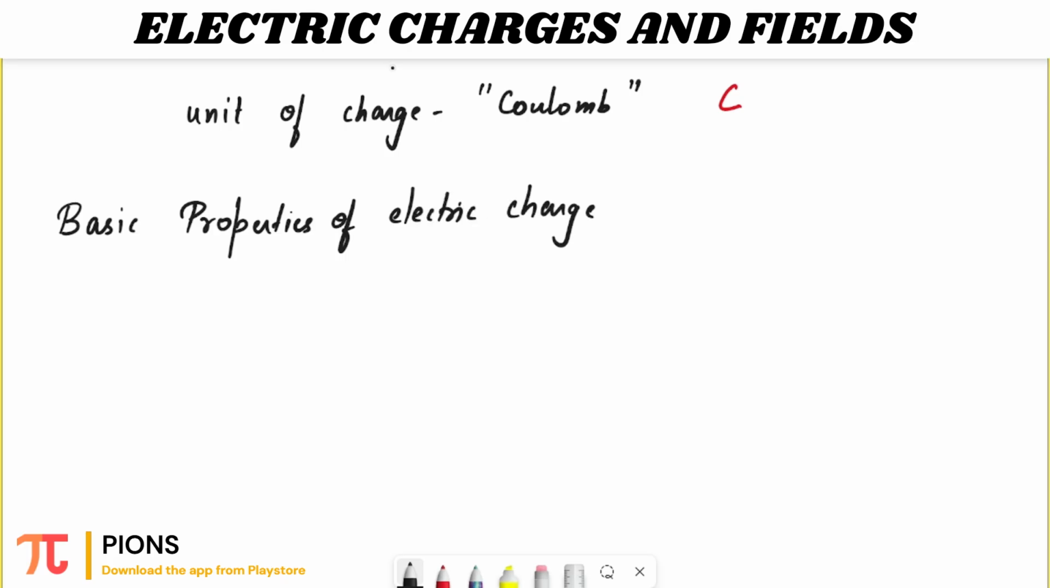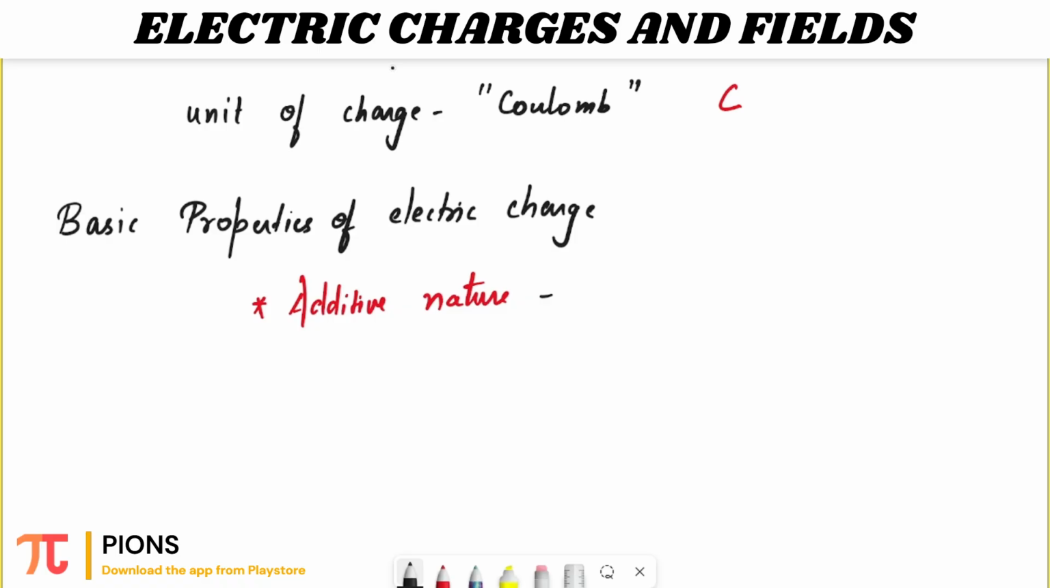Okay. So let's talk about basic properties. There are different properties. The first property is additive in nature. Sir, what do you mean by additive nature? Additive nature simply means that the total charge on any system can be added directly.